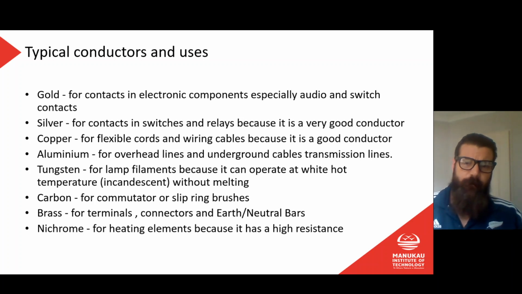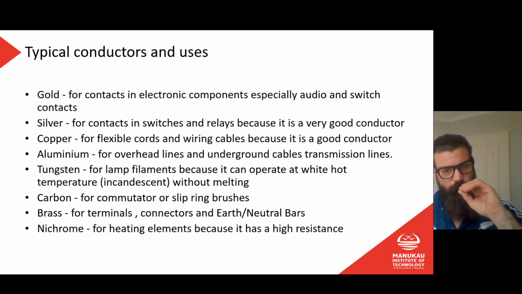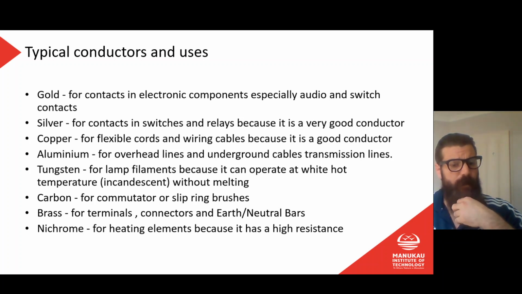Tungsten we use for lamp filaments because it can operate at a white hot temperature without melting. So inside a traditional incandescent lamp with a filament in it, we will use a tungsten conductor in there because we can have a very, very small conductor, which means it's a high resistance, so it's going to produce a lot of heat and light, but it will not degrade. If we tried to do the same thing with aluminium, copper, any of these other ones, it'll melt really, really quickly. So tungsten has that advantage of being able to withstand very, very hot temperatures.